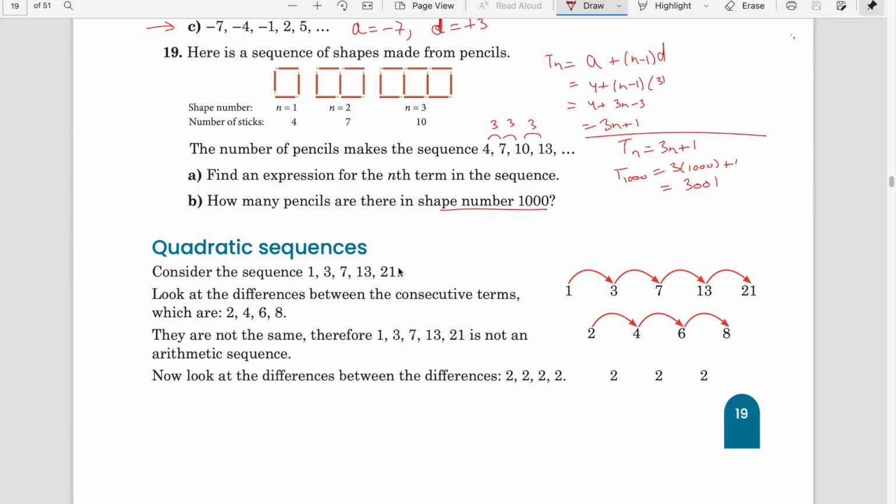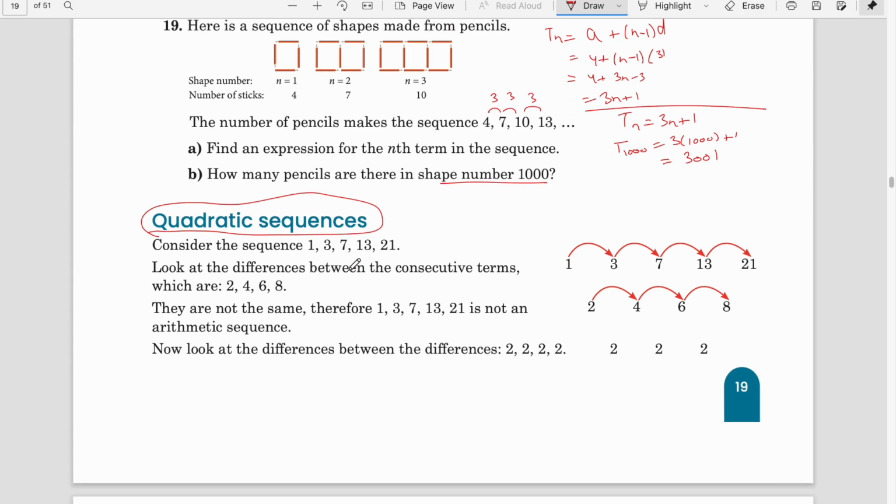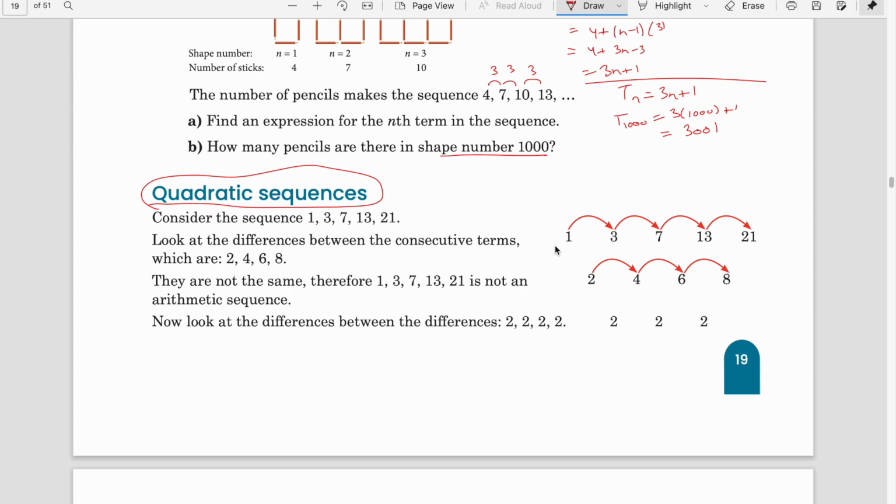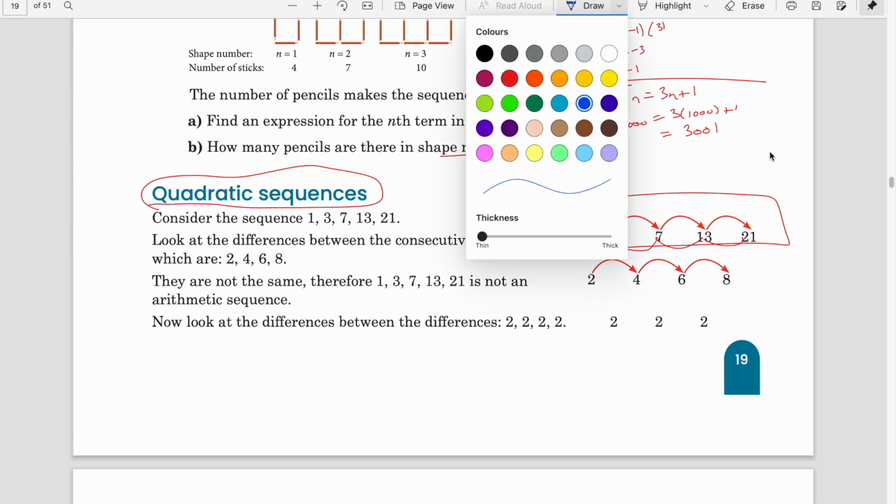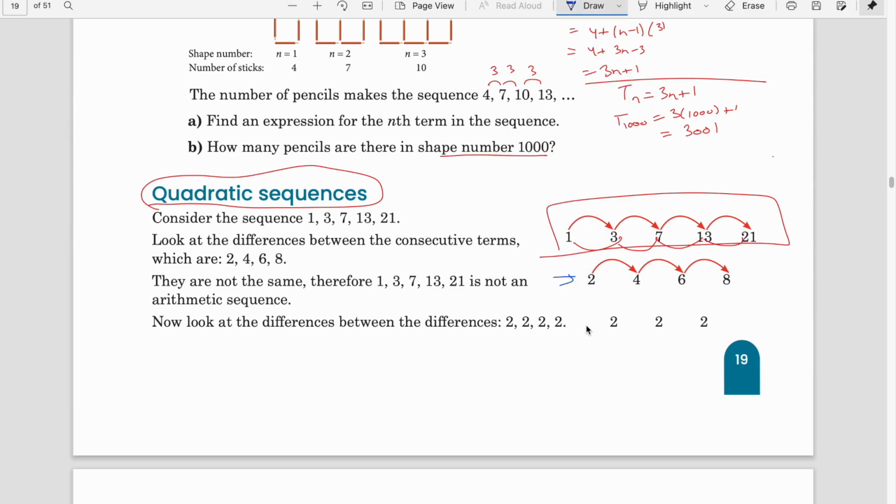Ali, your question. What do we do if it is not constant? So that's known as a quadratic sequence. Now in a quadratic sequence, you will observe this first one is the original sequence. So you see the difference was 2, then 4, then 6, then 8. And when you recheck the difference, this is known as the first difference. Then this is the second difference, 2, 2, 2. When you have the same second difference, that is known as a quadratic sequence.